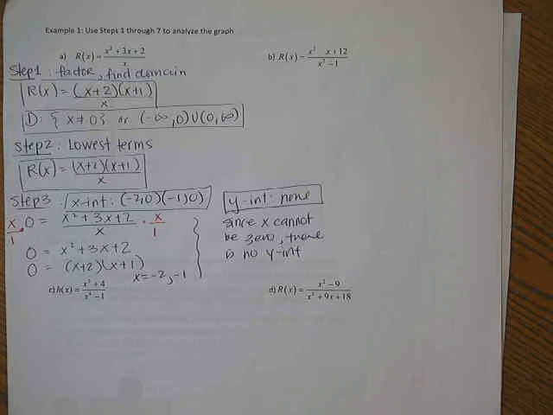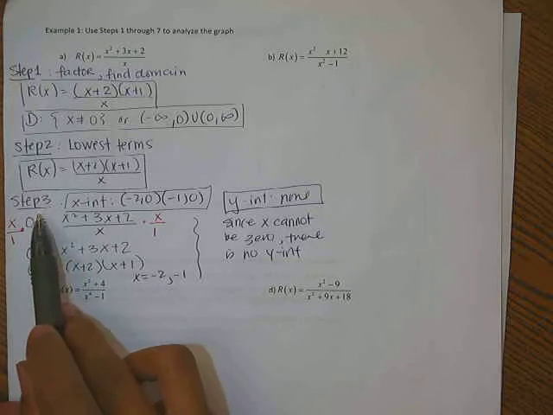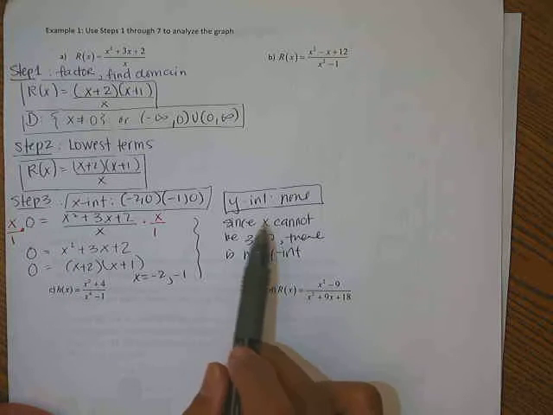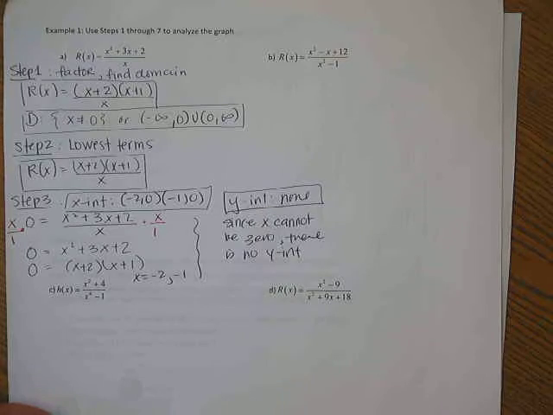Anyway, at this point in my life, I do not know how to edit videos so that they combine into one. So this is the second video, but we're going to pick up where we left off. We ended on step 3. We said since x cannot be 0, there's no y-intercept. So under y-intercept, we're going to write none.